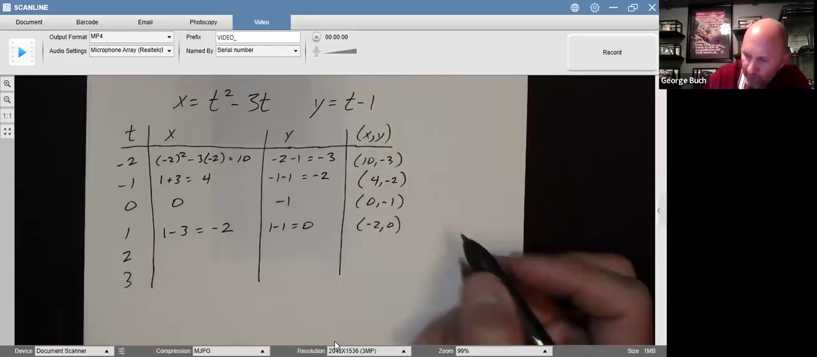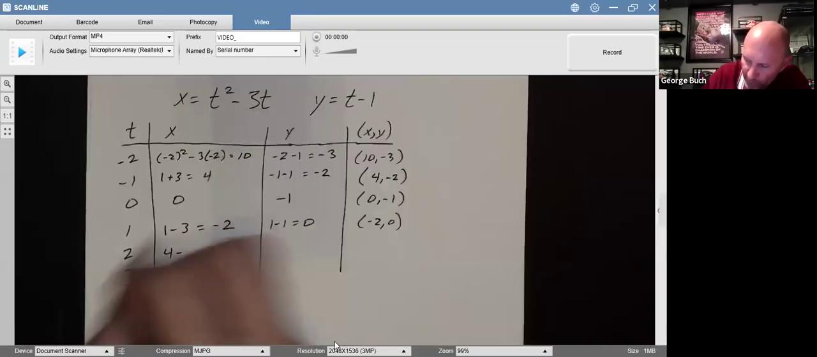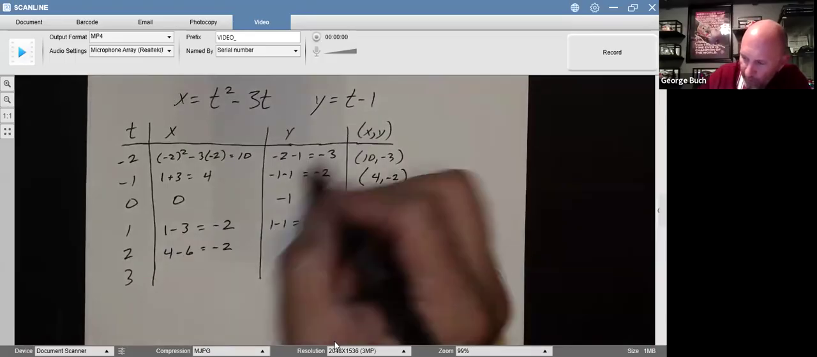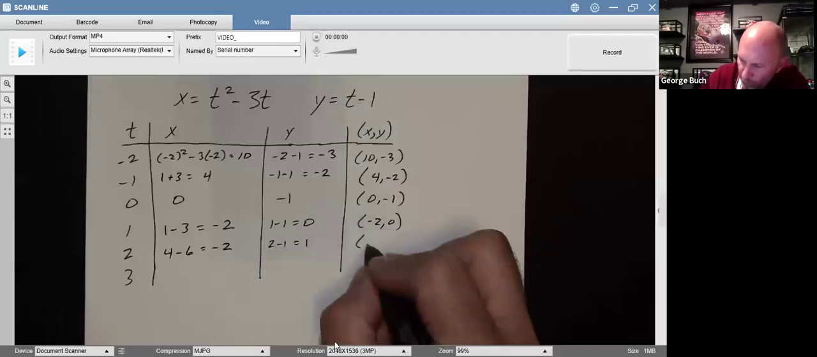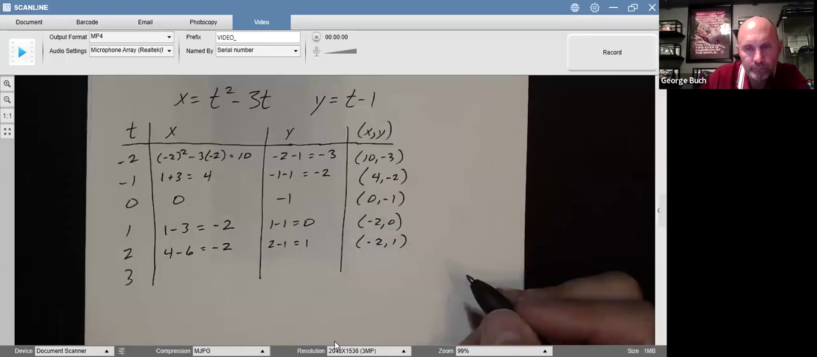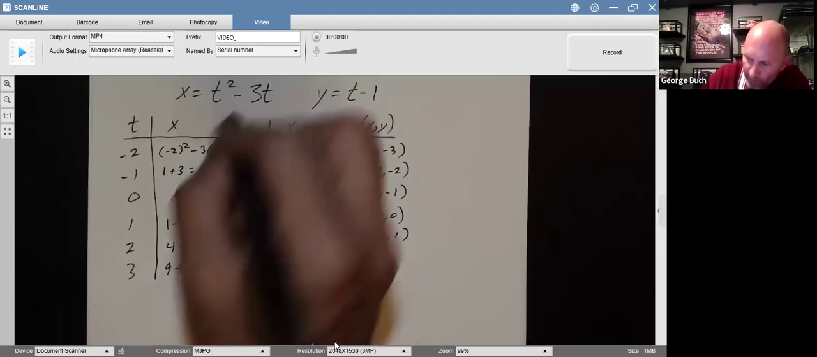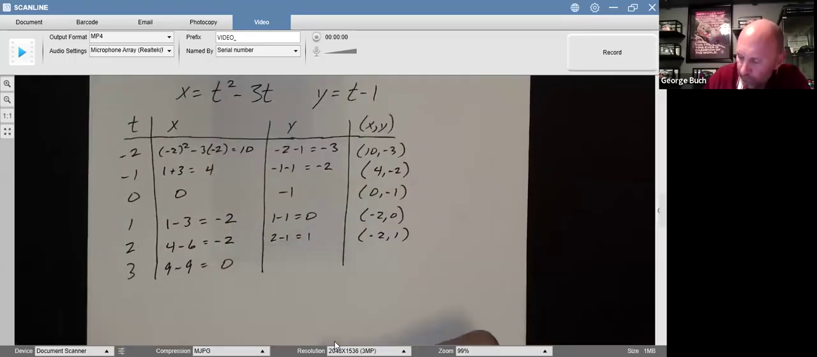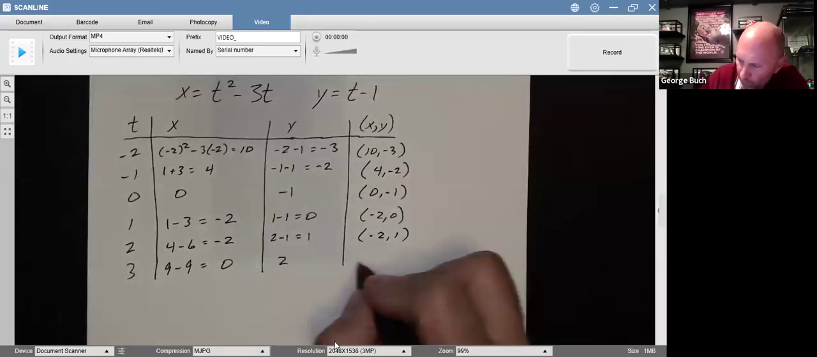Plug in 2. 2 squared is 4. Minus 3 times 2, so that's -6. So again, -2. And plug in here, 2 minus 1 is 1. So I get a point of -2, 1. And lastly, 3. 3 squared is 9. -3 times 3 is -9, so 9 minus 9 is 0. And 3 minus 1 is 2. So I get a point 0, 2.